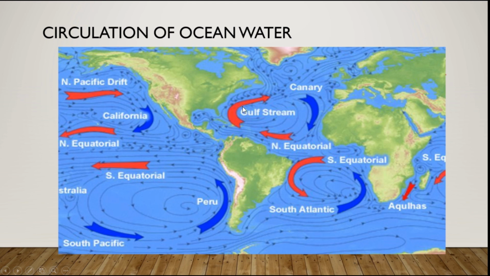Please note the direction of these red arrows, which represent the warm currents. These warm currents carry the warm, highly saline water towards the polar regions. And in turn, these blue lines, the cold currents, transport the less saline water from the polar areas towards the equatorial regions.